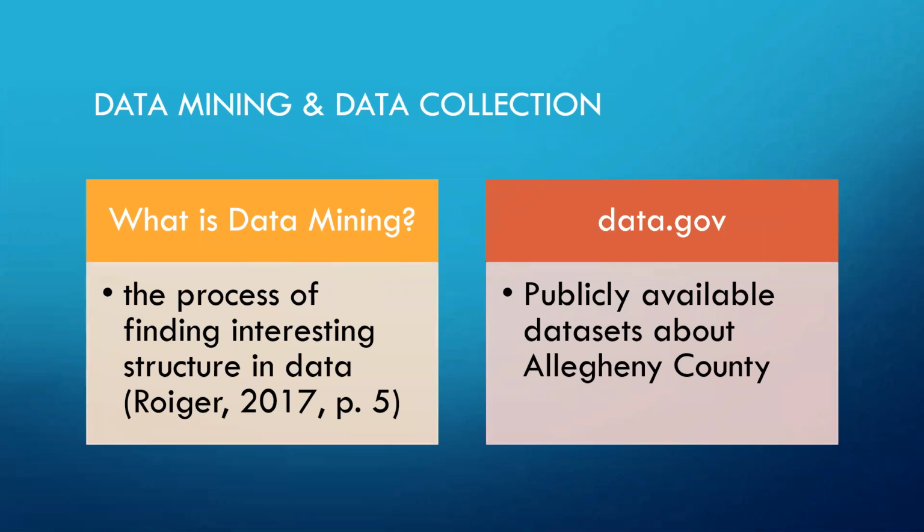Data mining is the process of finding an interesting structure in data. Before I could do that, I needed to collect data. For my data collection process, I used data.gov, the home of the US government's open data. Using this website, I was able to download publicly accessible data about Allegheny County. It provided census data from 2000 and 2010, information on school districts in Allegheny County, and employment data. There was also data about voting districts and polling locations, but unfortunately the formatting didn't work with the program that I used to perform my data analysis.